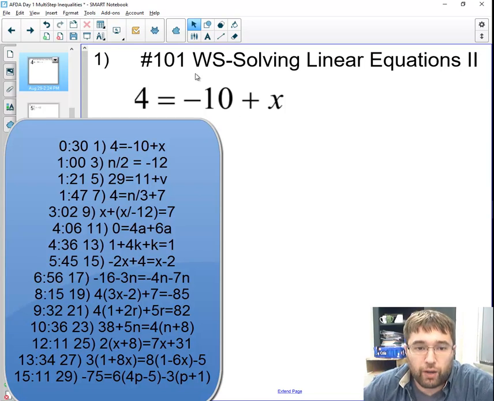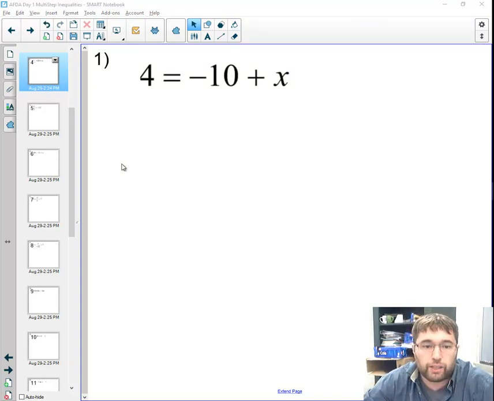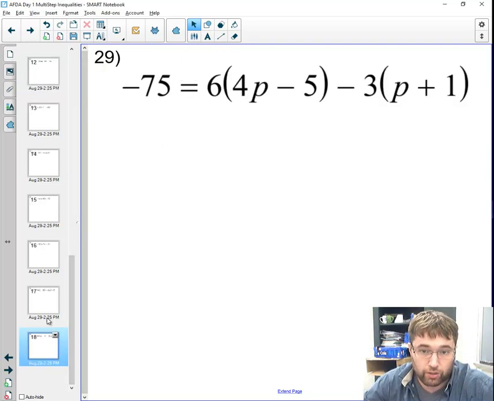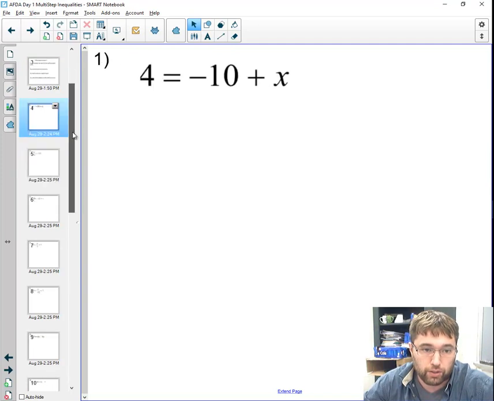We're going to be working on worksheet number 101, WS solving linear equations number 2. Hello class, today what we're going to be doing is solving single step, two-step, and multi-step equations. Going all the way up to that difficulty, back to this difficulty.